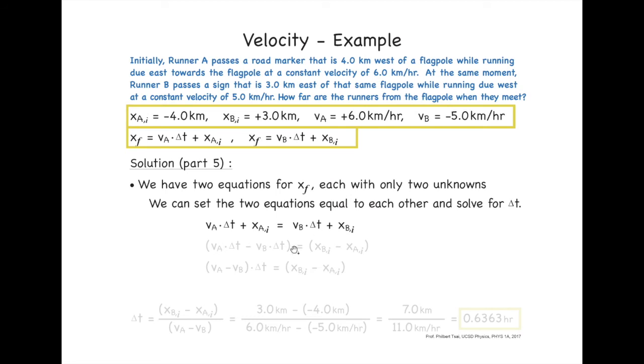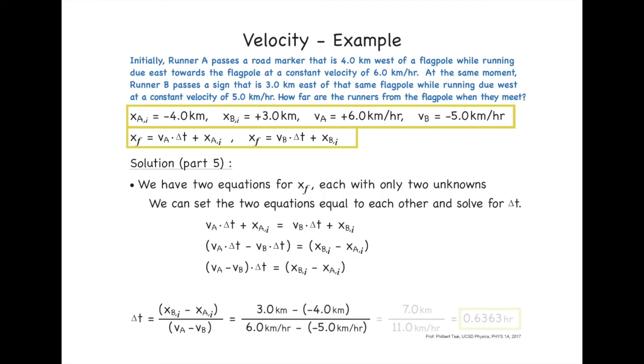So let's bring delta t to the same side. So I collect the terms of the delta t's, right? Bring the xai and xbi over to this side by themselves. Factor out the delta t, and then if we divide both sides by va minus vb, we end up with an equation for delta t. Now at this point, generally I like to keep things in terms of symbols, but for simplicity's sake, let's plug in some numbers and get a number for what delta t is.